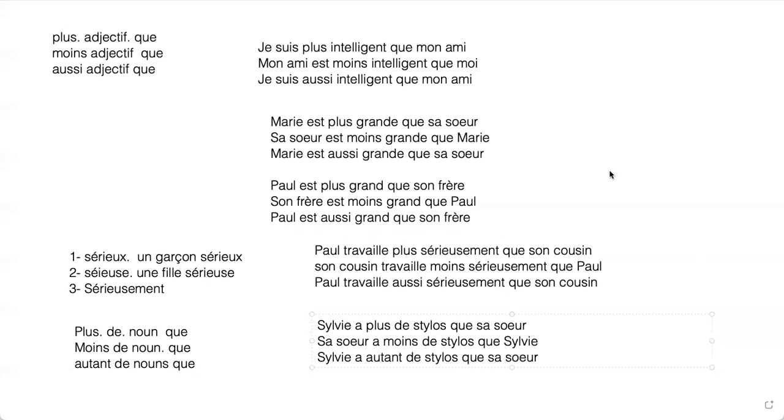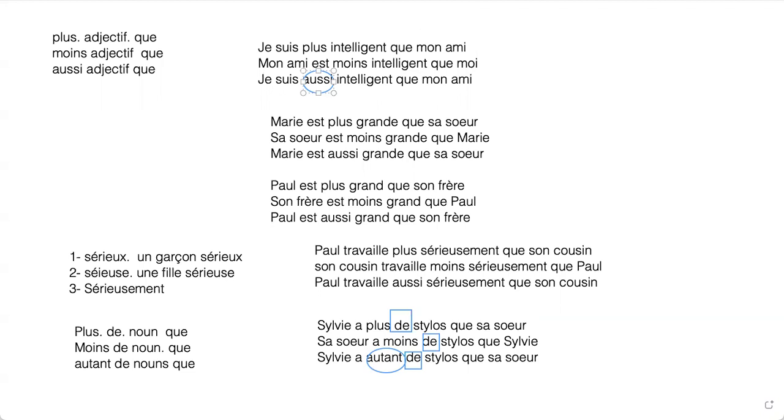Again, I want you to pay attention. The only thing that is different if you want to compare the noun is always the preposition de that you need to add in front of the noun. And also you need to use autant instead of aussi if you want to compare the noun. Here, we have aussi intelligent que mon ami, but here c'est autant de stylos que sa sœur. Because stylo is a noun.